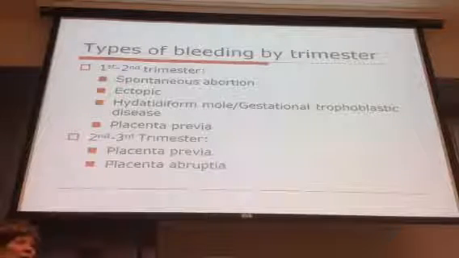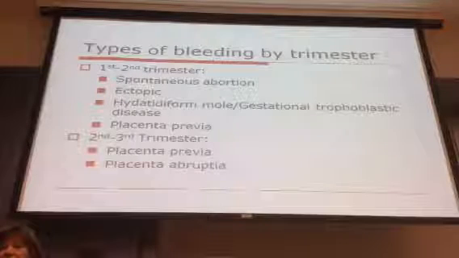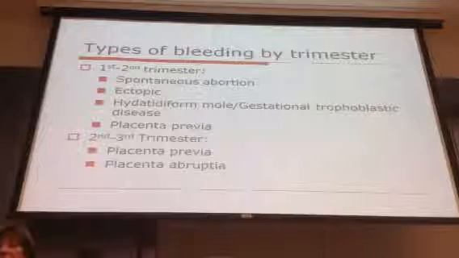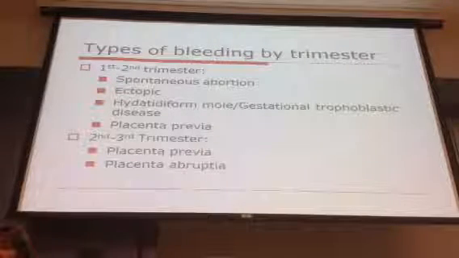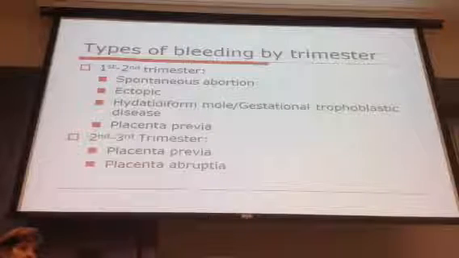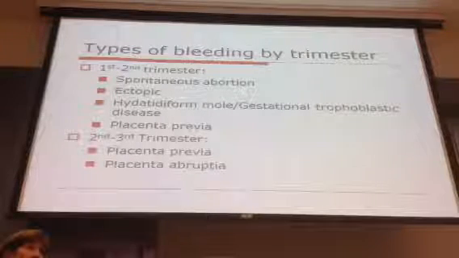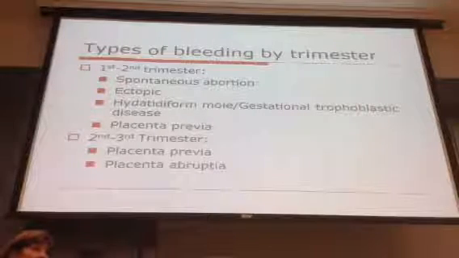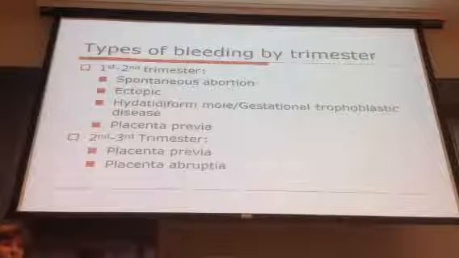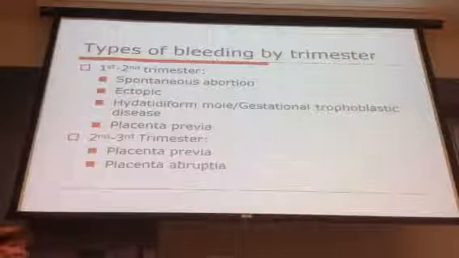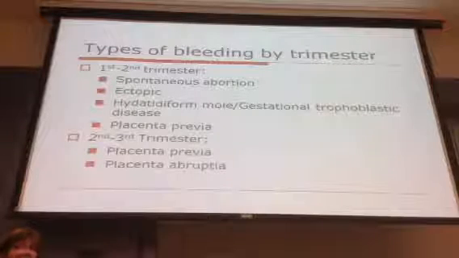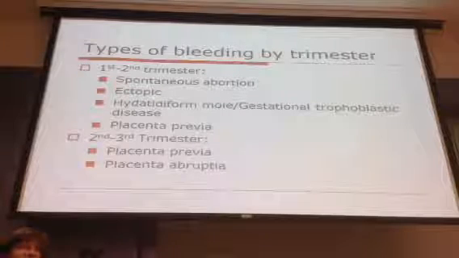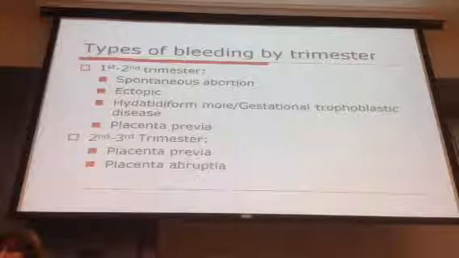So if you look at it by trimester, which we have up here, in the first and second trimester, the big problems that we deal with are things like spontaneous abortion, an ectopic pregnancy, what we call gestational trophoblastic disease, which we'll talk about, and then placenta previa. During the second and the third trimester, placenta previa and placenta abruptio are the big problems. So placenta previa is the one thing that kind of carries through the entire pregnancy. It occurs at implantation and then can become a problem at any point in time during the pregnancy. So we'll talk a little bit about that, but it's the one that spans the whole continuum.